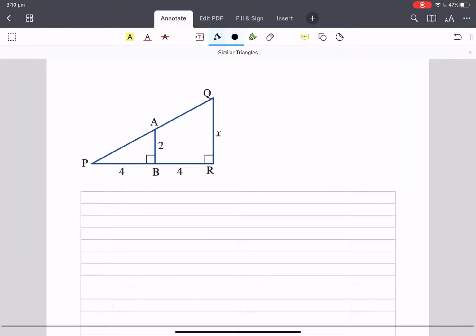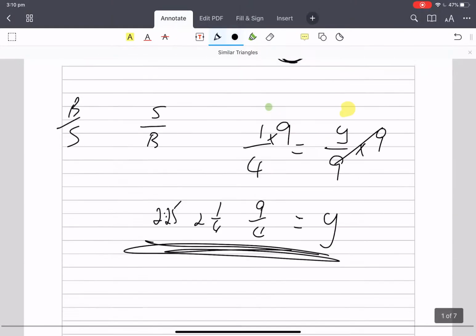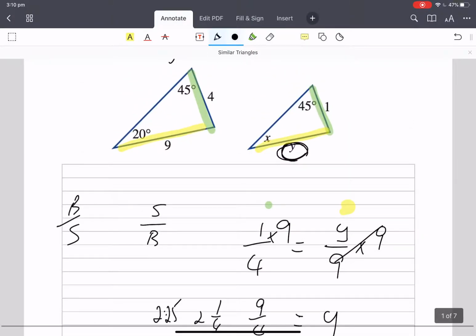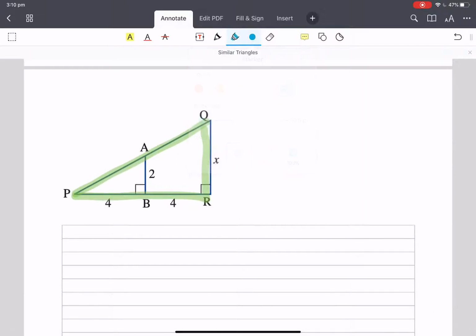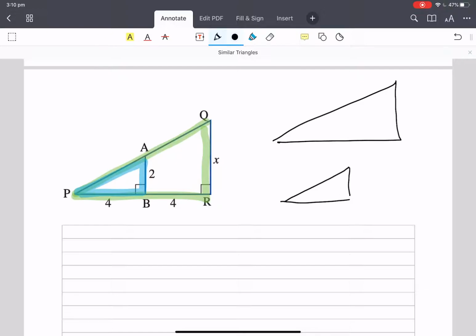An easy way to see that, can you see how that was pretty easy when those triangles were separate? So I've got a big triangle and a small triangle. If I wanted to, I could draw them. Big, small.